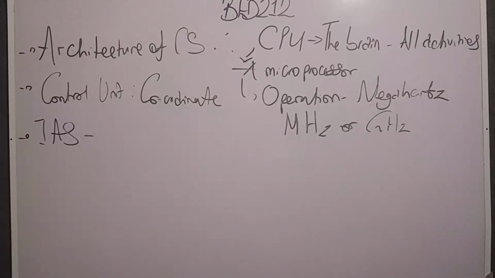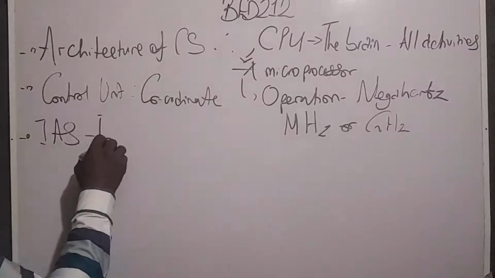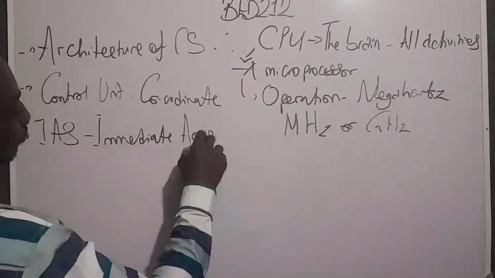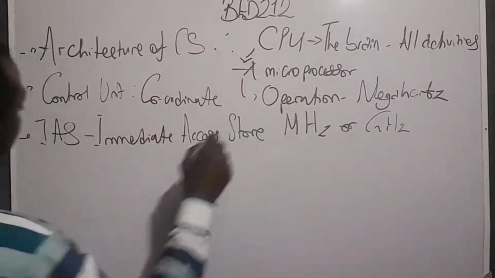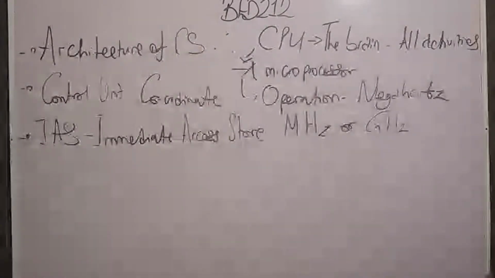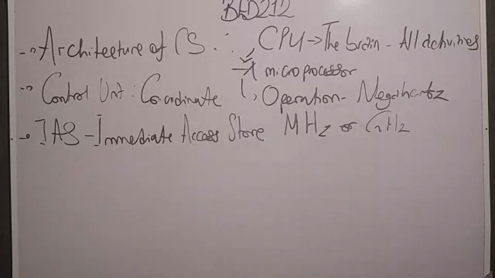That is the immediate access store. It is responsible for the holding of programs that the computer needs instantly. Programs the control unit needs at the instant. Then you have the IAS.